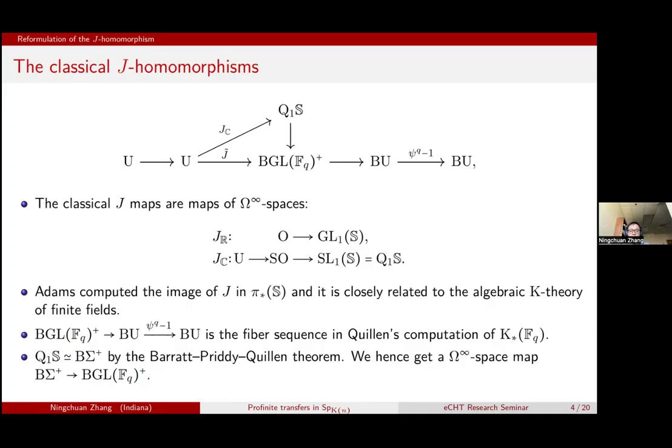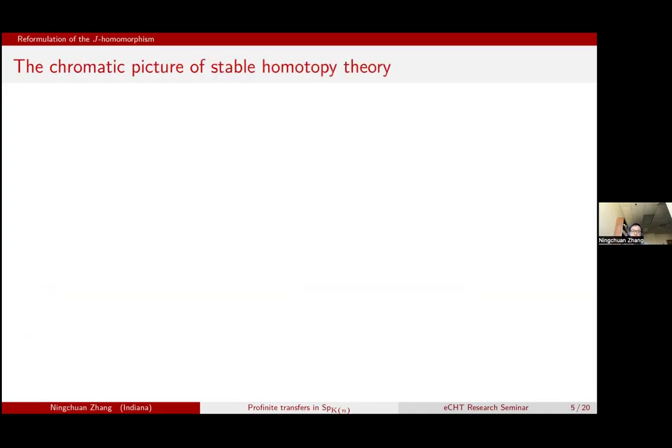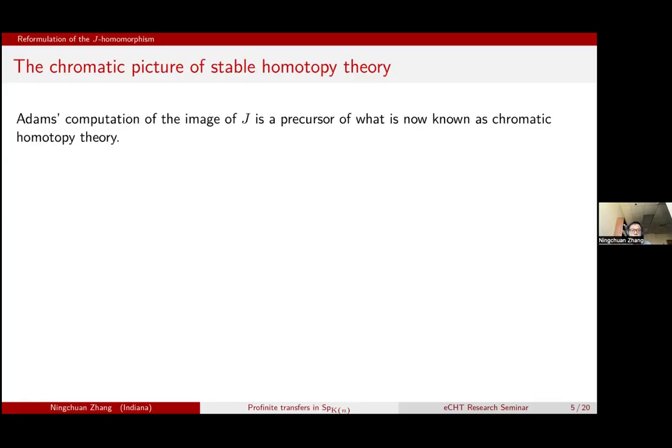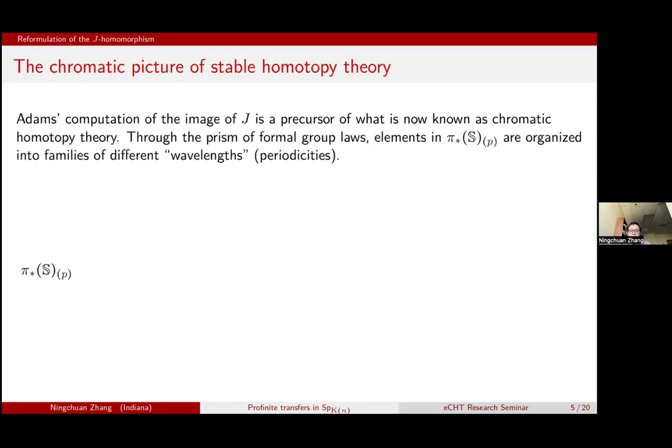Okay, so that's a quick recap of the classical J homomorphism. Now we are going to generalize this and try to put it in the chromatic picture. Let me do a quick review of the chromatic picture for those who are not so familiar with it. Adams's computation of the image of J is a precursor of what is known as chromatic homotopy theory. The basic philosophy here is that the p-local stable elements, seen through the prism of formal group laws, are organized into families of different wavelengths of periodicity.